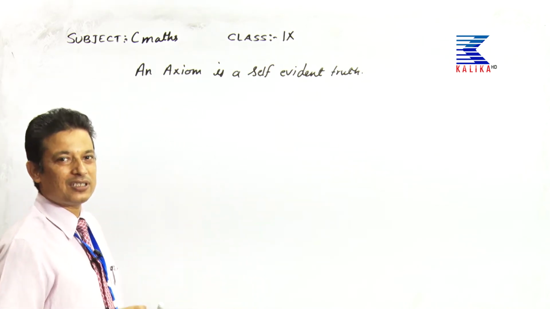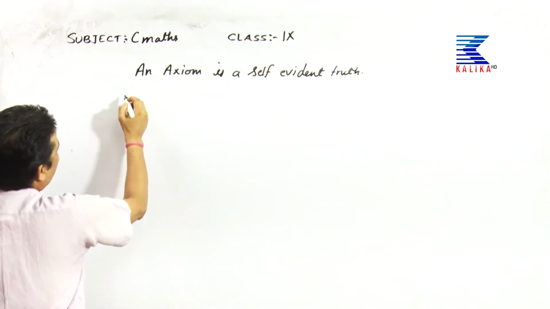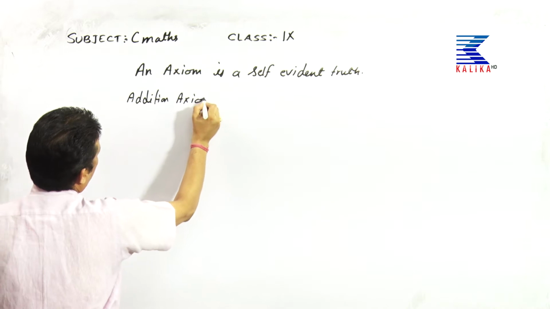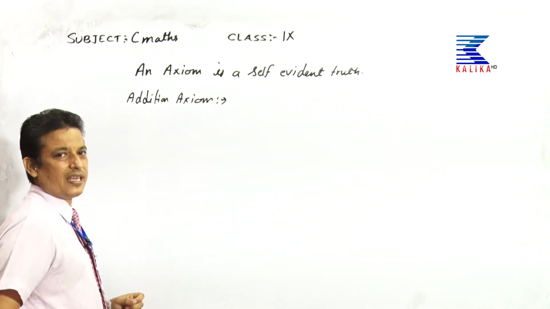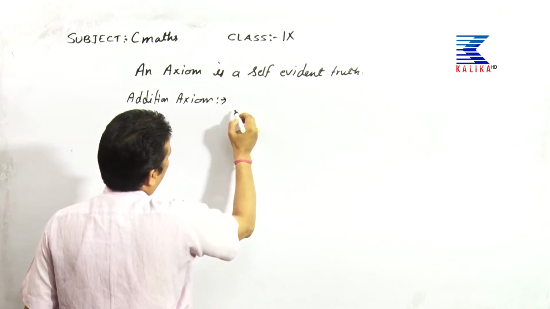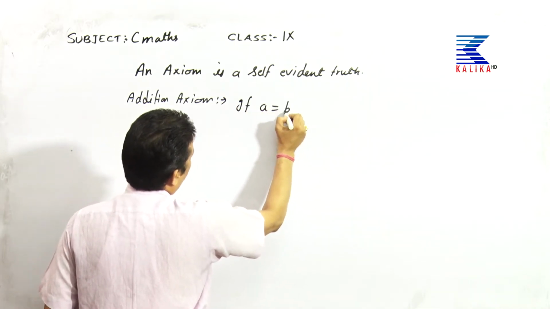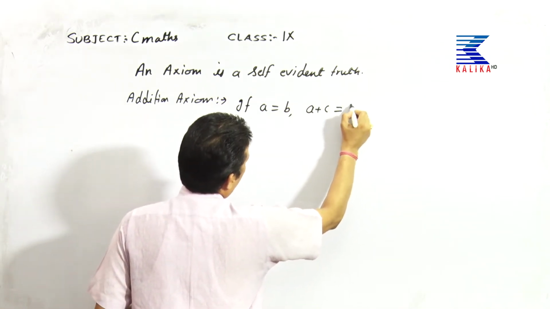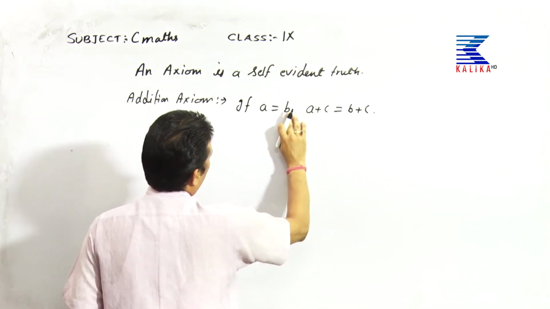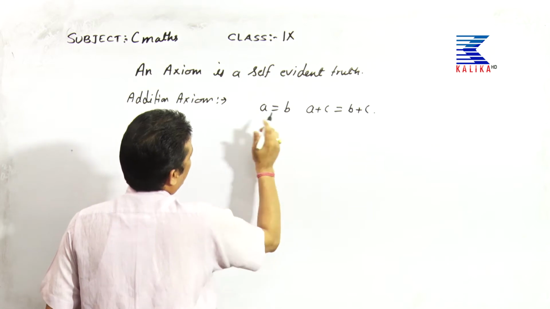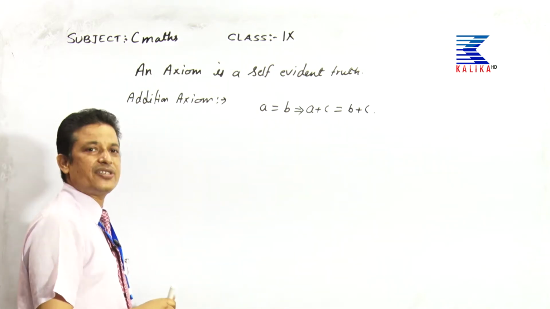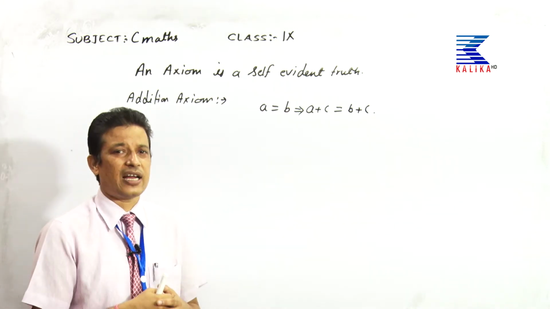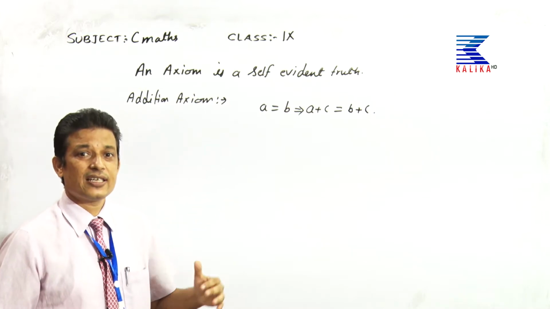Among them, the first axiom we are using is the addition axiom, dear students. Addition axiom means if A is equal to B, it refers that A plus C is also equal to B plus C, or you can write simply A = B implies A + C = B + C. In shortcut way I am writing on the board, and I have already shown it in the slide also. This is known as the addition axiom.